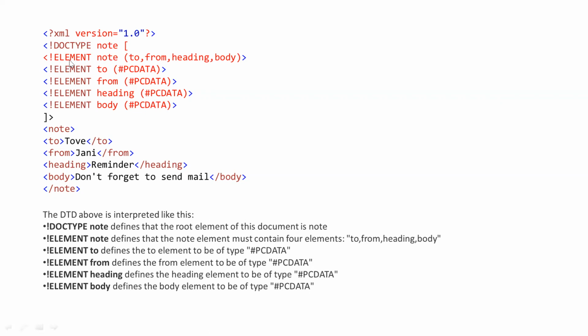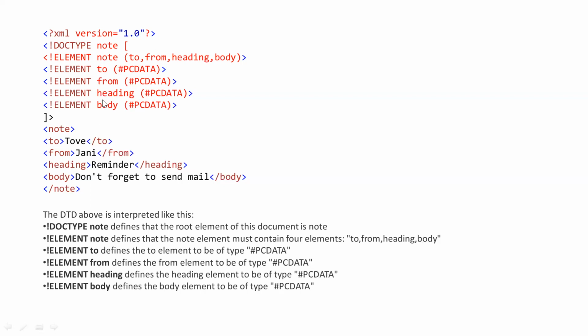Look at the example here. I'm creating an internal DTD. Whenever I say internal DTD, I'm going to write it inside the XML document itself. In the XML document, I have first declared the DTD called note. Note is the root element. This root element has four child elements: to, from, heading and body. These are the four sub elements you have.